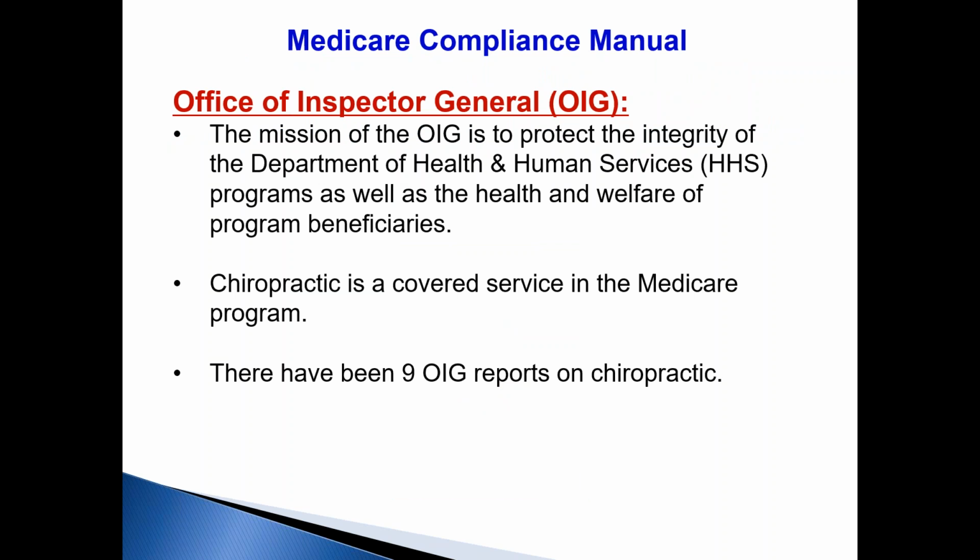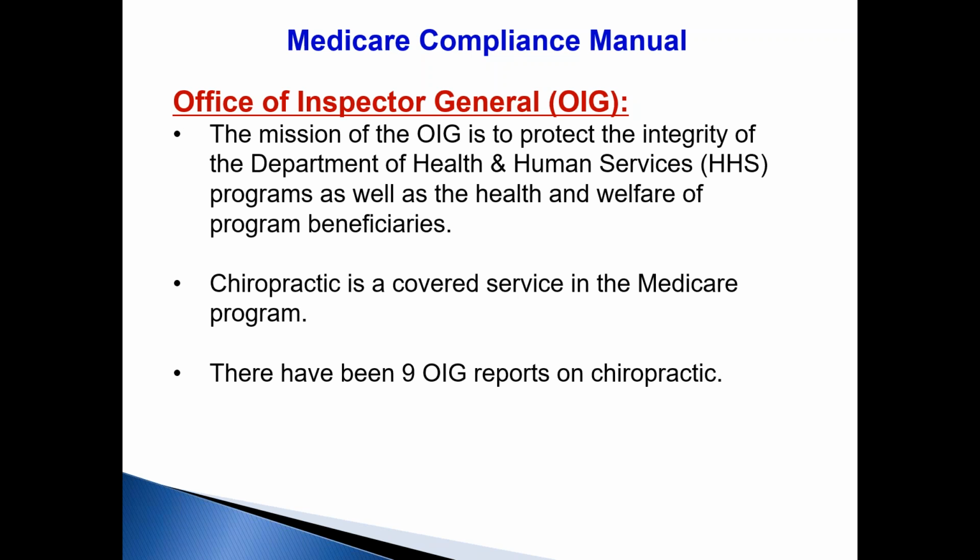They have a mission. Their mission is to protect federally funded programs like Medicare, Medicaid, TRICARE. Any federally funded program, the OIG is there to protect it from the bad people out there that are committing crimes, fraud, abuse, and taking advantage of the system. So the OIG needs to protect these services that are provided to millions of patients nationwide. So chiropractic is a covered service in the Medicare program. So that's why the OIG looks at chiropractic and does data analysis on chiropractic.